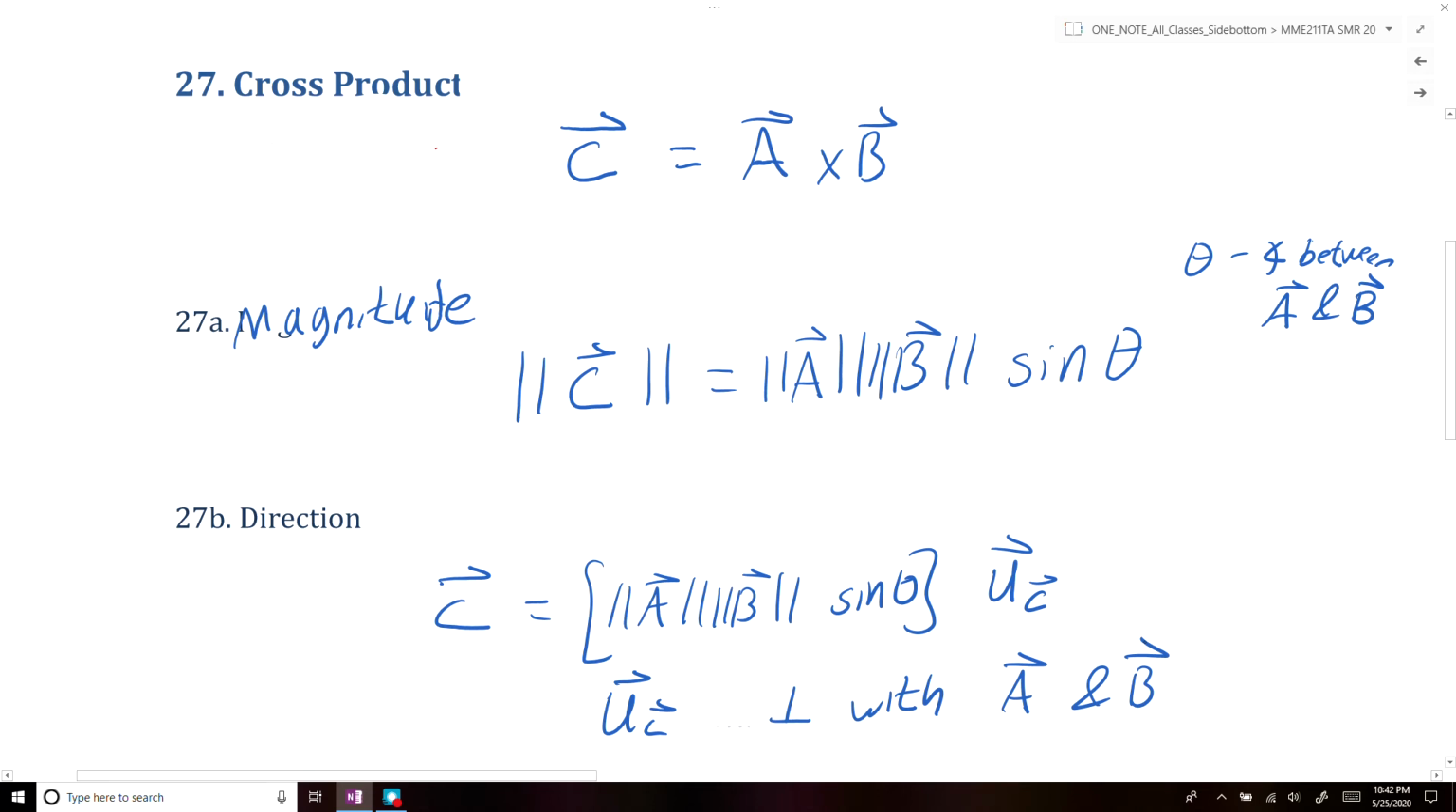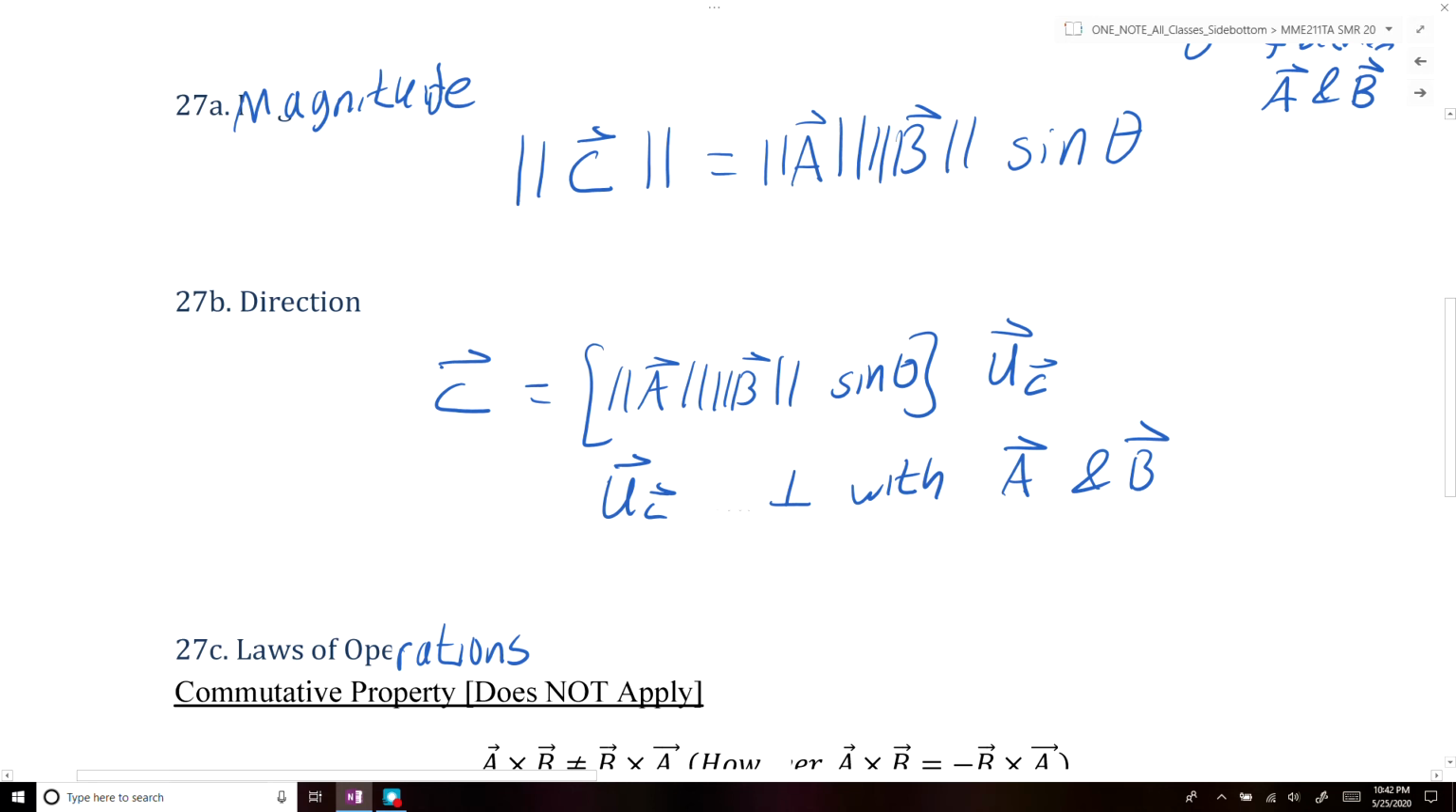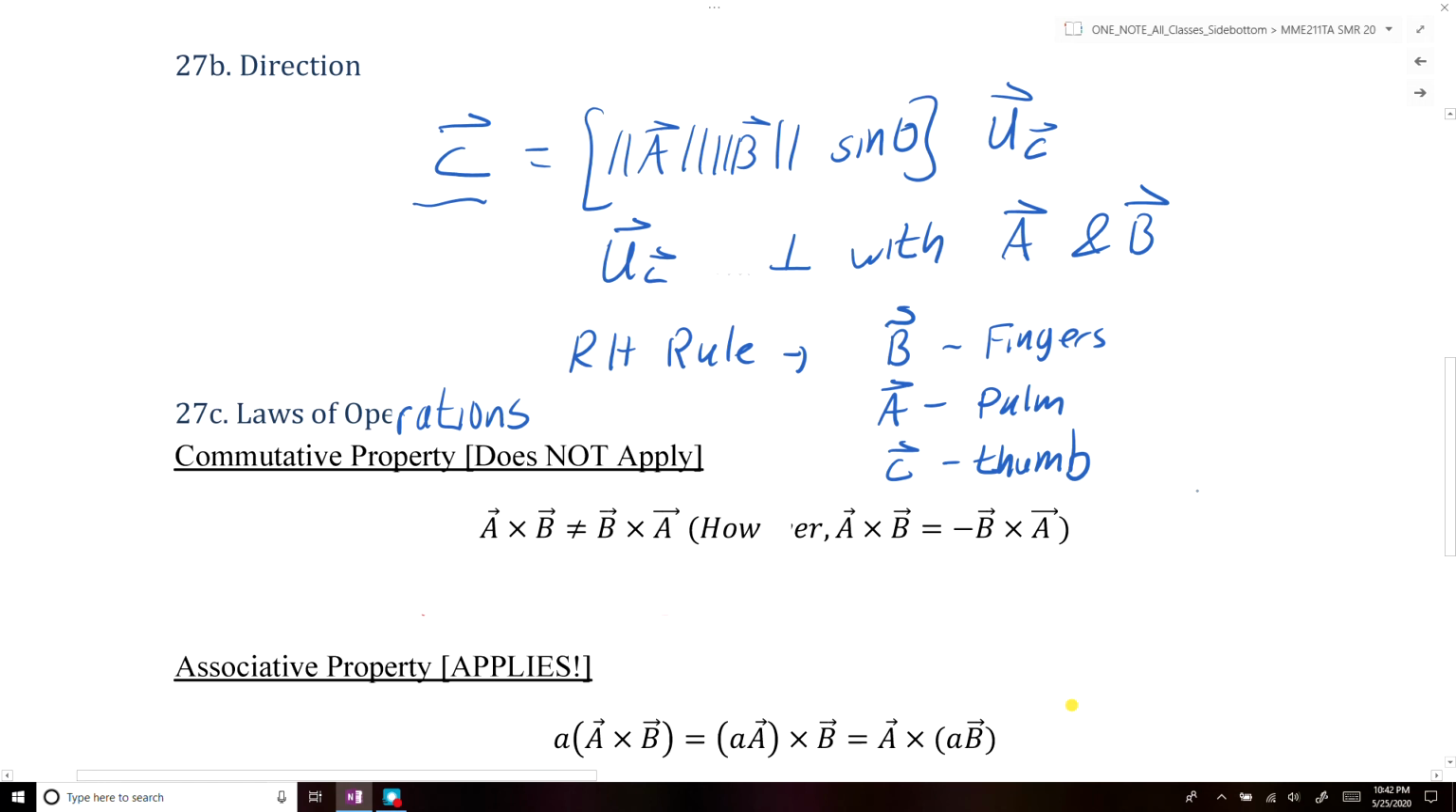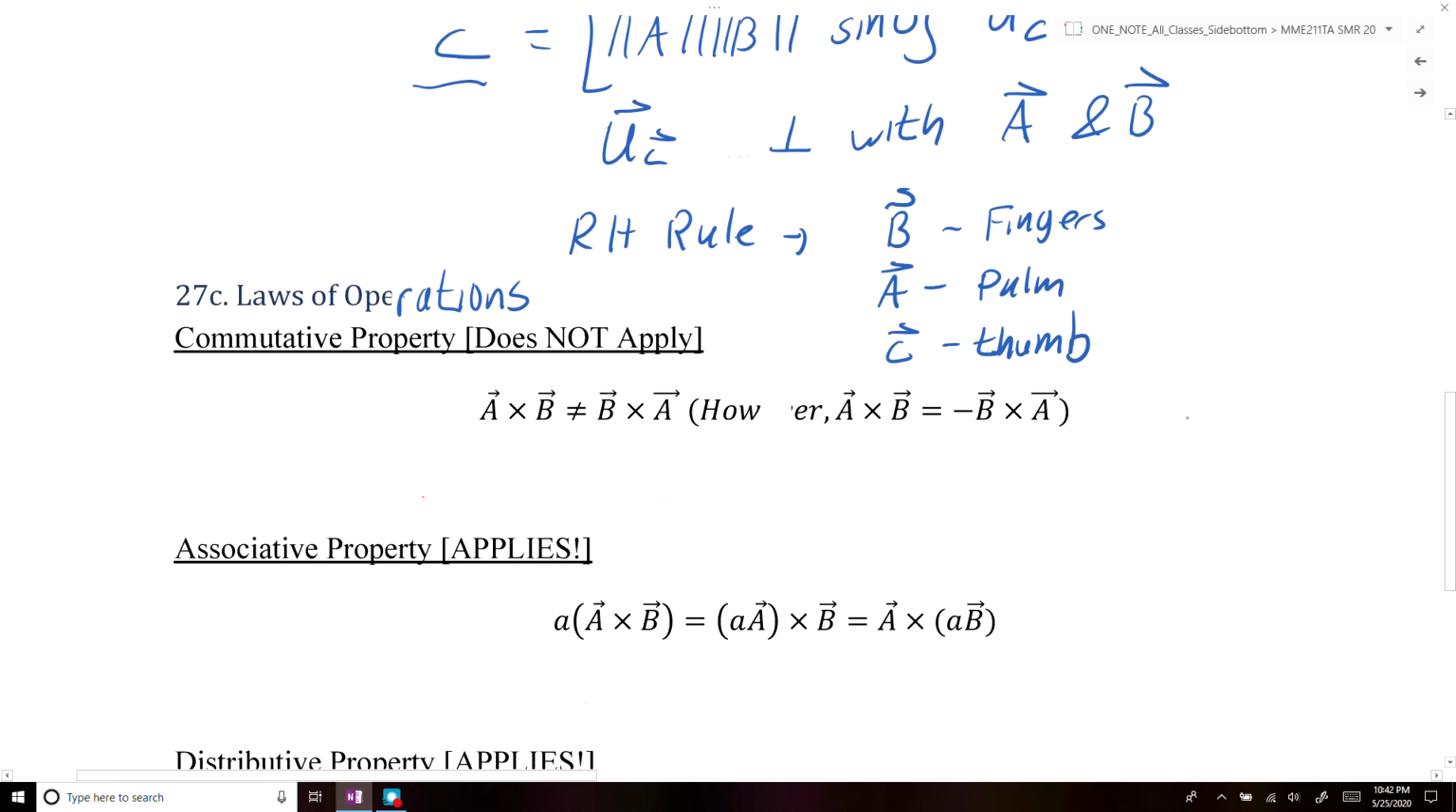Typically, you could determine the direction of vector C using the right hand rule. In this case, you would put your fingers along vector B, vector A would be associated with your palm, and then vector C would be associated with your thumb.